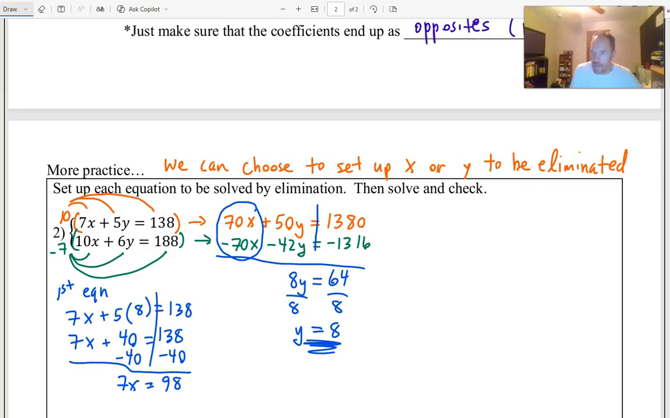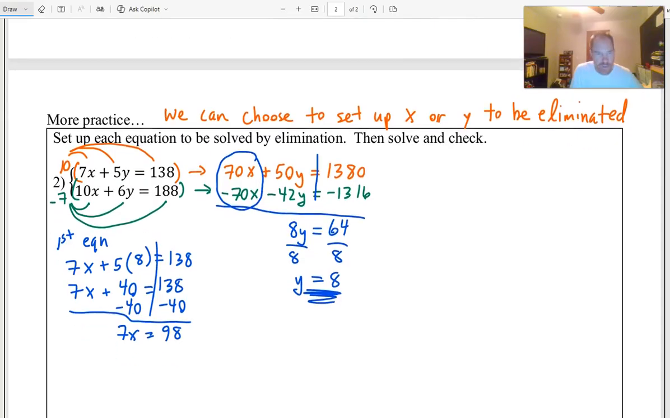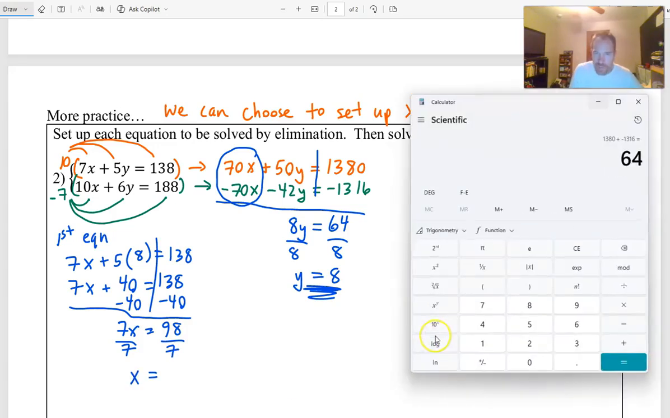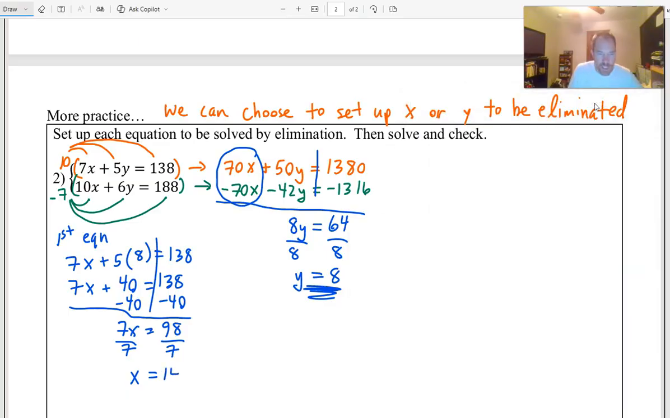And let me scoot down here a little bit. But I believe if I divide by 7, what is that going to be? I think that's 14. We'll double check on the calculator. 98 divided by 7 is 14. All right. So x equals 14. So I believe I've solved the system. I think the y value is 8, x value is 14.